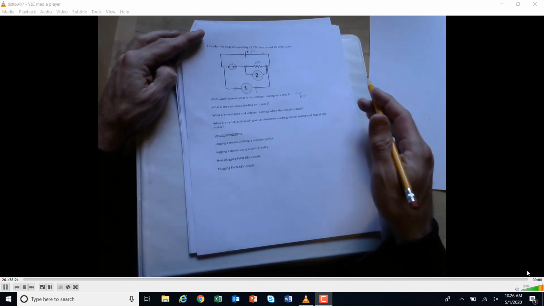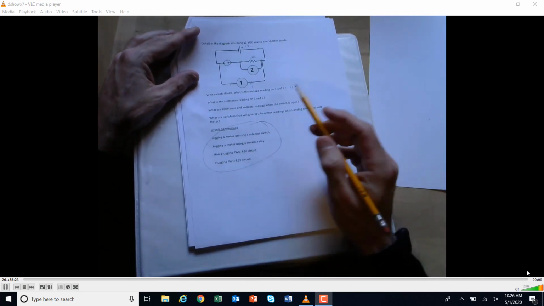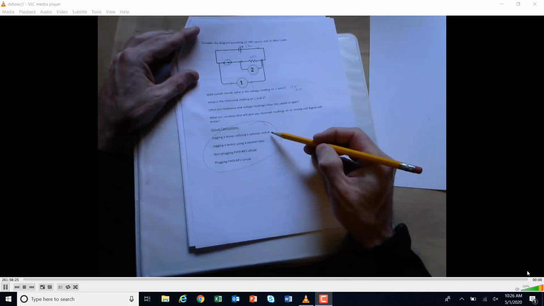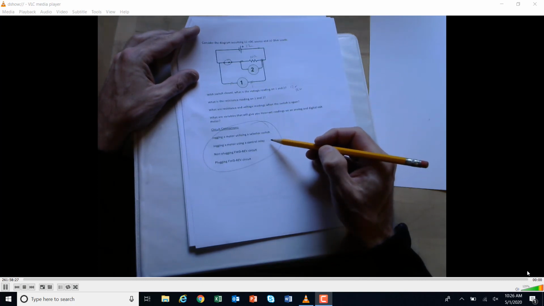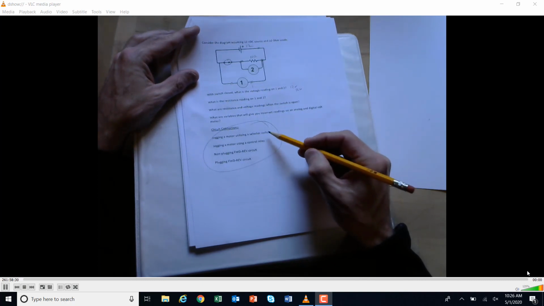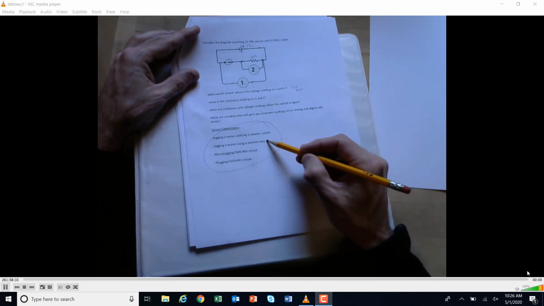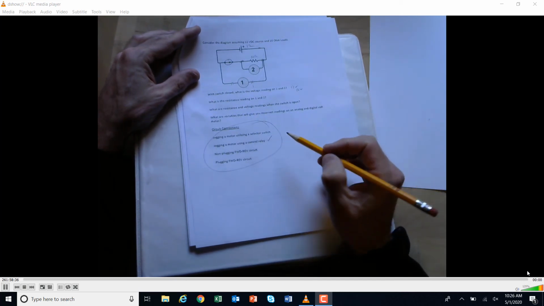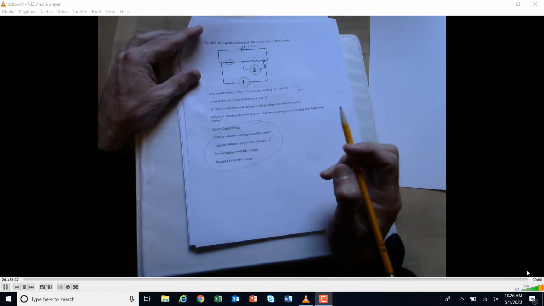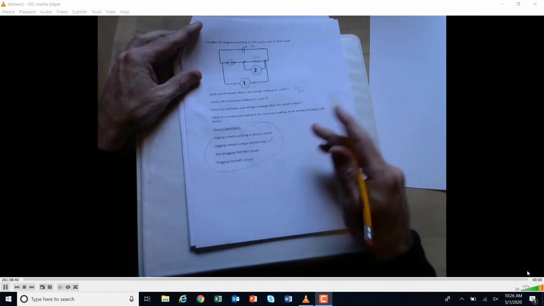So the circuit connections that you'll want to take a look at from week 7 and 8, because they might be referenced on the final a little bit, are the jogging using a selector switch, jogging using a control relay. That seems like that was the hardest one for people to do. Non-plugging and plugging using the forward and reverse circuit. So you want to take a look at those labs, okay?